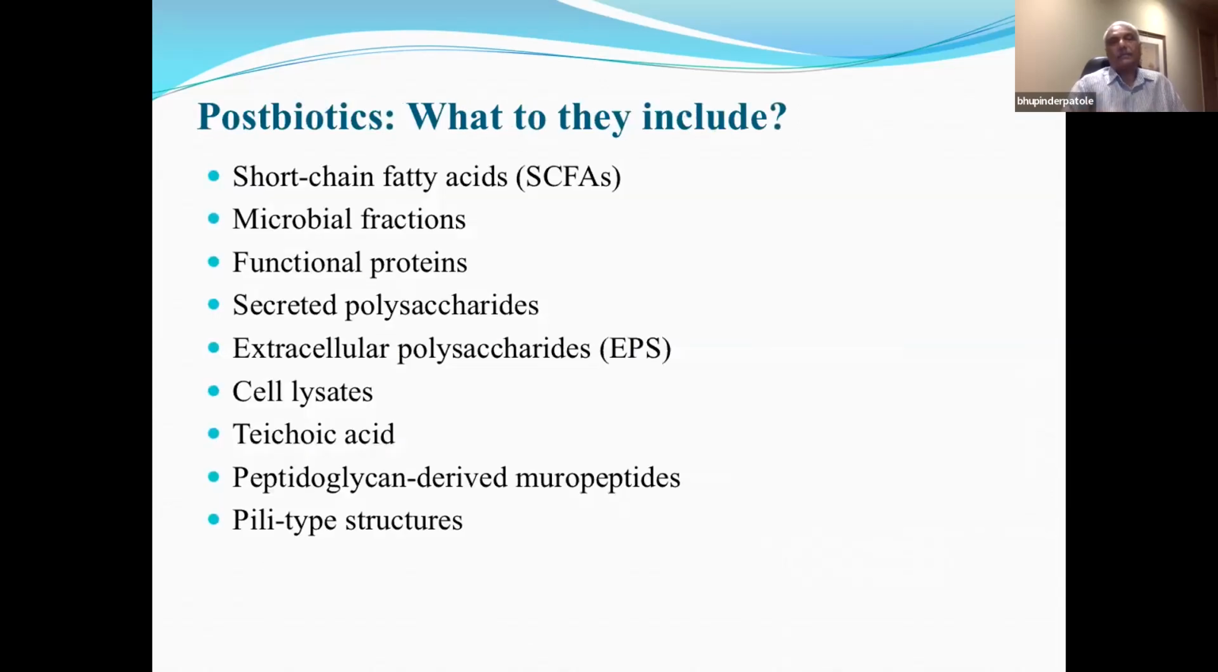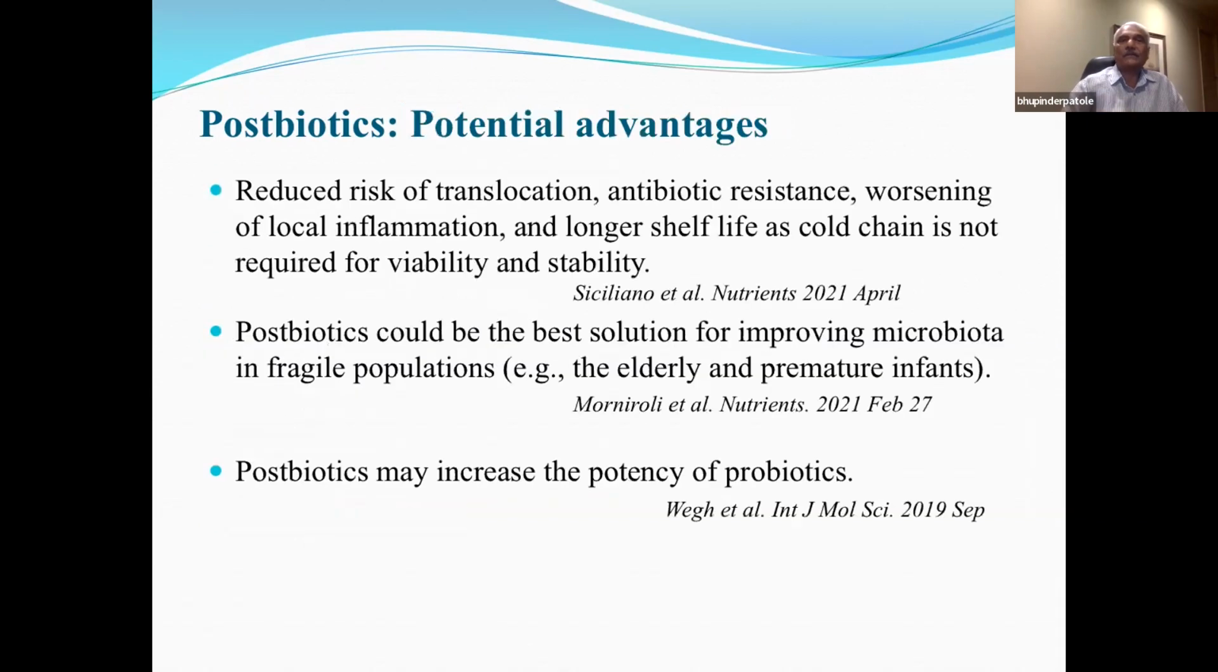If you don't like prebiotics, probiotics, synbiotics, you have a choice of postbiotics. So what are postbiotics? They are the products coming from probiotic strains: short-chain fatty acids, fractions of the bacteria, functional proteins of the bacteria, secreted polysaccharides from the probiotic bacteria, lysates coming from the cell wall, teichoic acids, and even the pili-type structures on the surface of the probiotic that usually lactobacillus have. So these are the things from the probiotic bacteria that you can use as postbiotics.